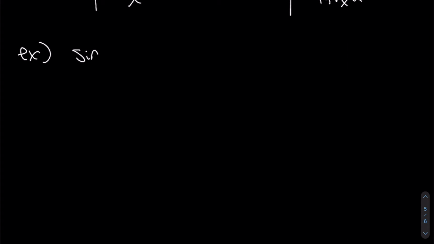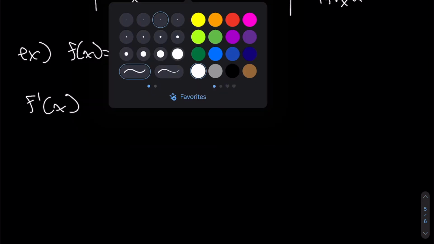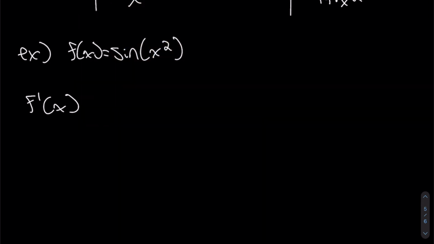Let's say I have f of x equals sine of x squared. And I want to find the derivative of f. First of all, notice that this is a function of a function. We have sine of g, where g of x equals x squared. So that sine is a base function, and x to the power of a number, x to the power of 2, is also a base function. We have the sine base function and the power function. So we need to use the chain rule.